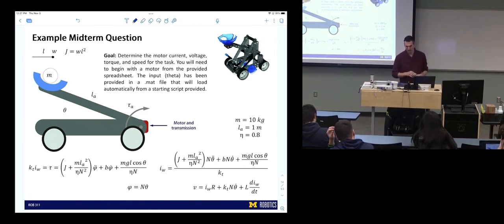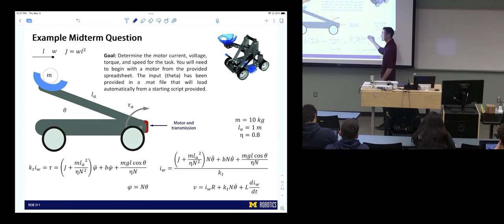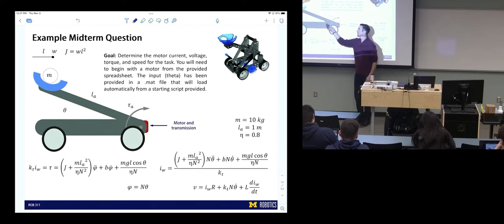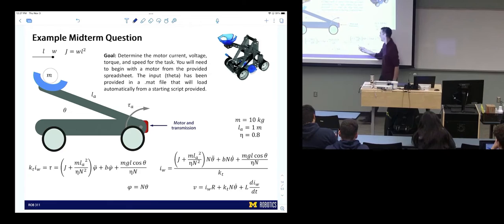Can you remind me what the ML squared over, I don't remember what that term is, and then n squared, what's going on here? This is the inertia of the output. So this is the inertia of the motor. This is the inertia of the output, the inertia of a point mass on an arm. Okay, ML squared, and then divided by 8n squared. Gotcha, okay.